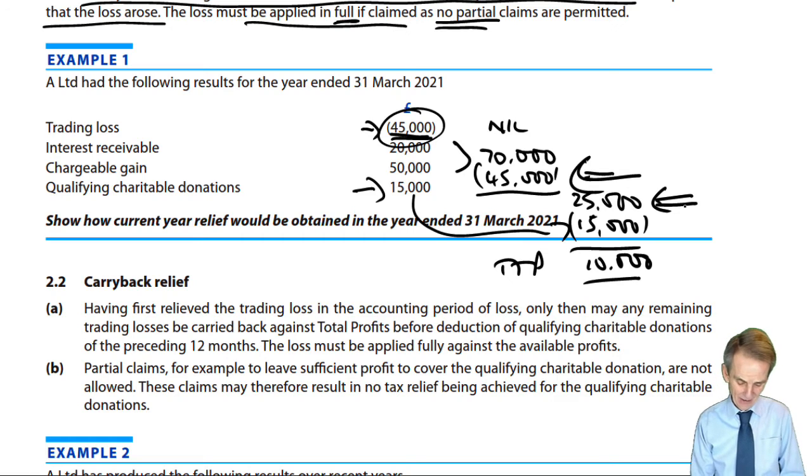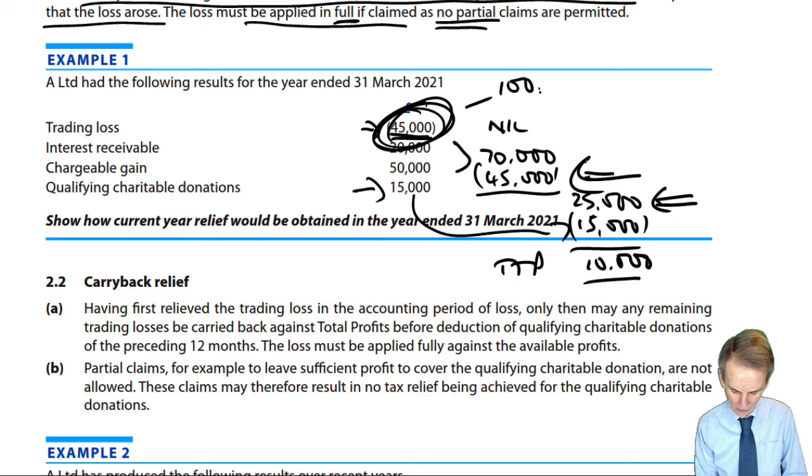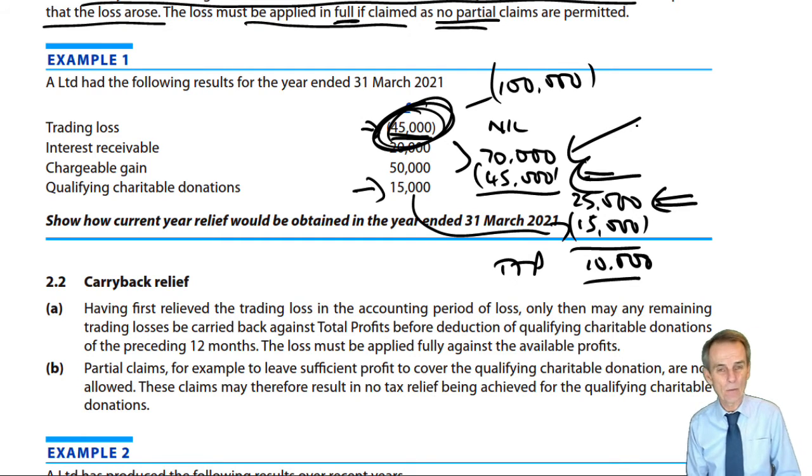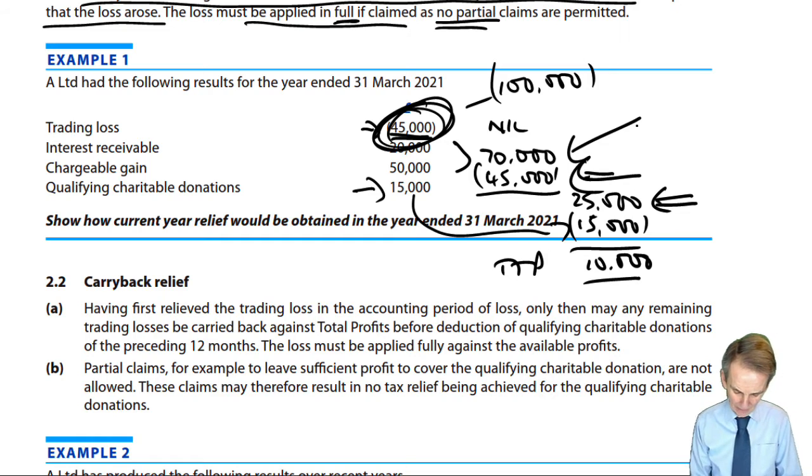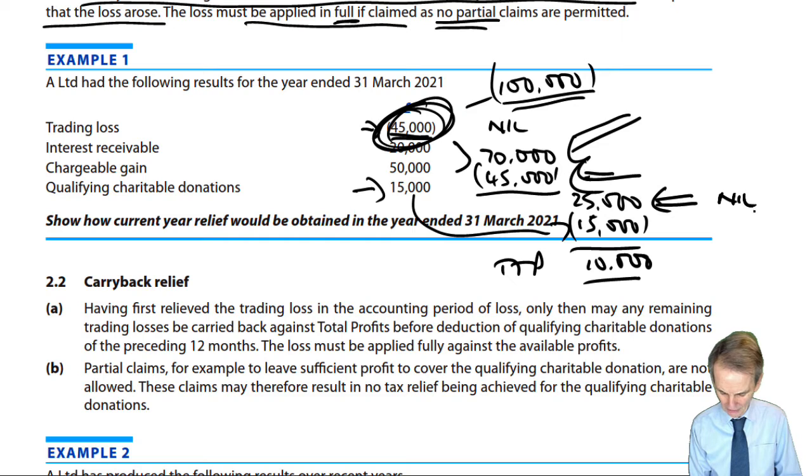But understand that if that loss, instead of their 45,000, had been £100,000, then the only claim that could be made against that £70,000 would be £70,000 if you make the current period claim. You'd have to use 70 of that 100,000. That would therefore bring down your total profits to nil, which means your £15,000 worth of qualifying charitable donations would have nothing to go against. That means they would be wasted, they would be lost.